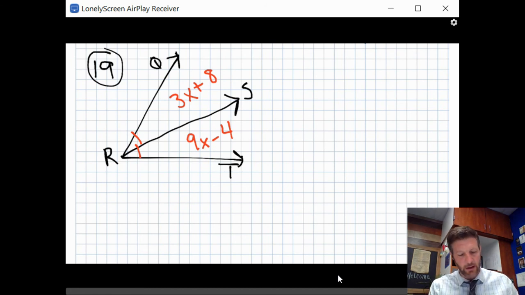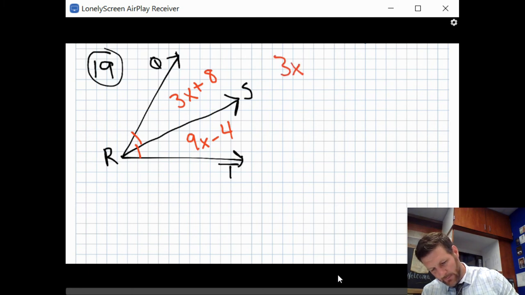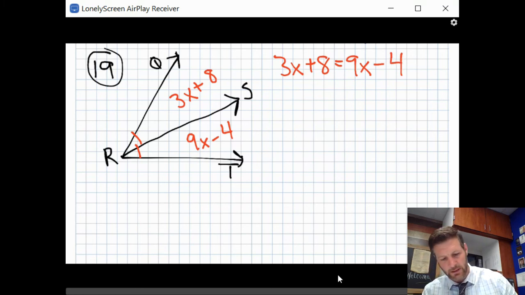Okay, the key skill. How do these two things relate? Well, they're both equal halves of a bisected angle, so it's a fairly straightforward equation. It's just going to be, they're equal to each other. 3x plus 8 equals 9x minus 4. And then we can go into algebra mode.